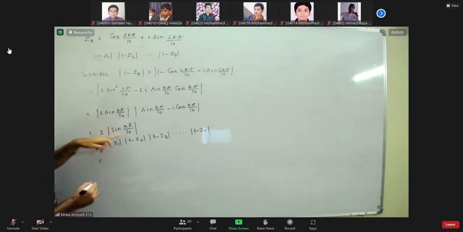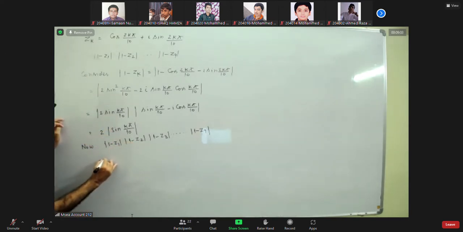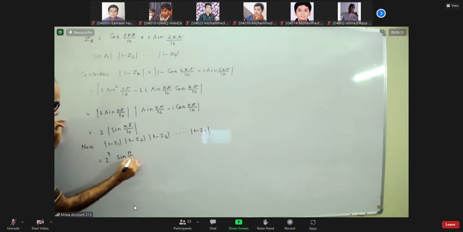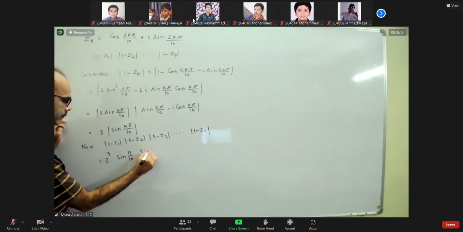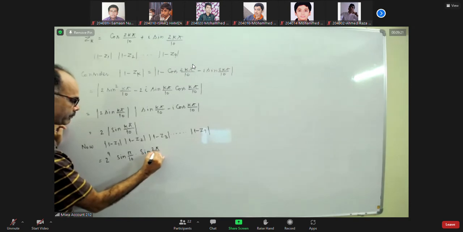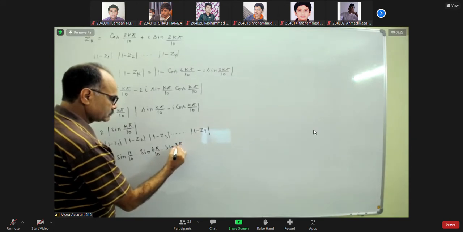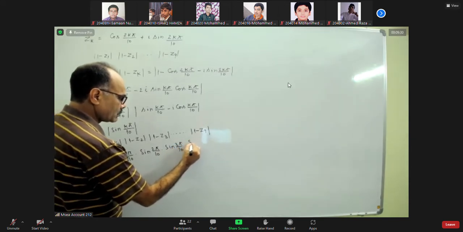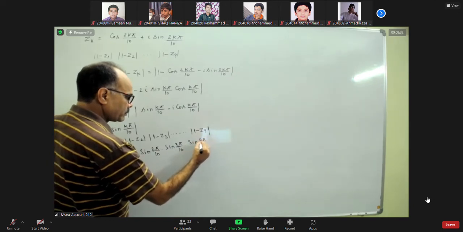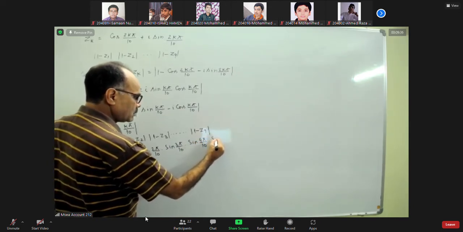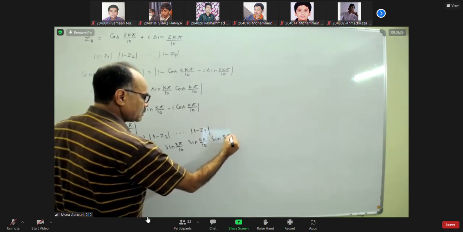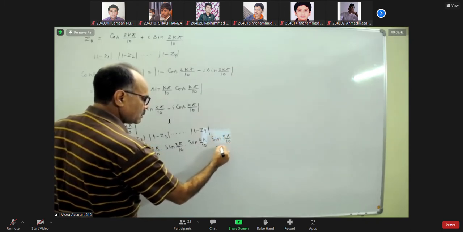Put k equal to 1. How many terms? 9 terms. To the power 9. Sin pi by 10, that will be positive. So mode of that is into sin 2 pi by 10, into sin 3 pi by 10, 4 pi by 10. Is 1.